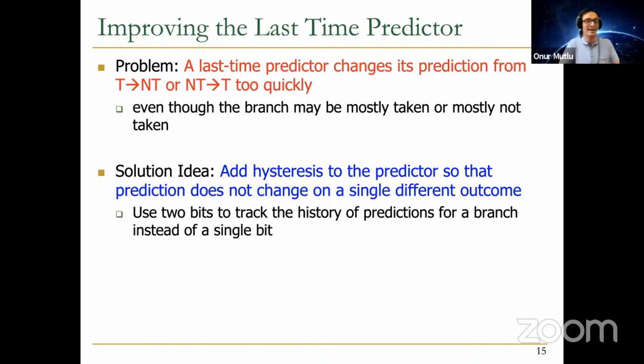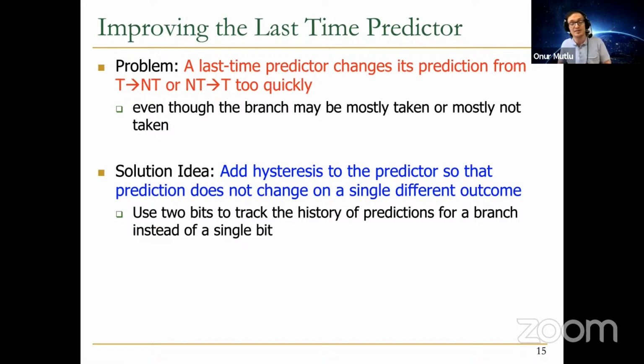And the way we're going to add that is basically by changing the finite state machine to not have only a single bit, but have 2 bits. Basically, we're going to use 2 bits to track, and you can, of course, generalize the idea to 3 bits, 4 bits, 5 bits, 6 bits, m bits, right? Basically, we're going to use 2 bits to track the history of predictions for a branch instead of a single bit. Basically, we're going to look at the last 2 outcomes of the branch.